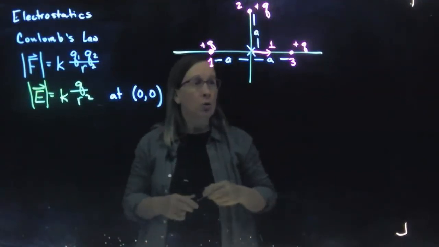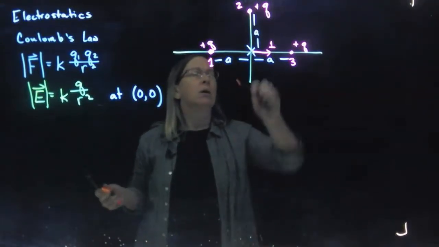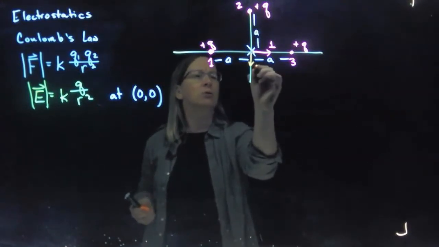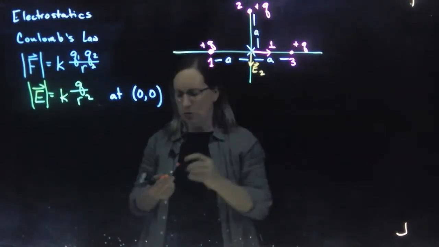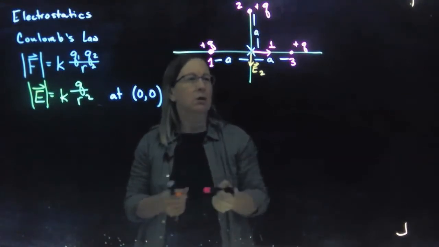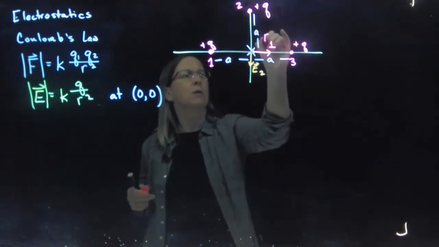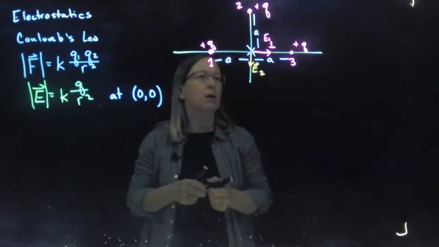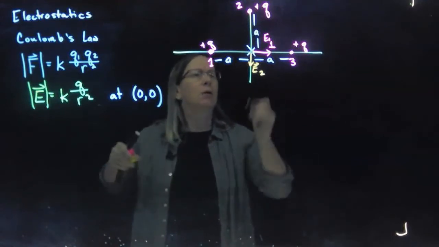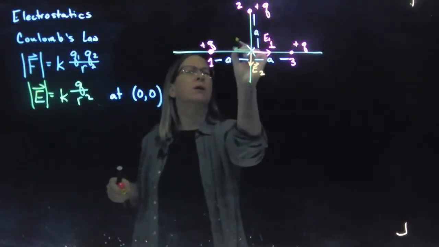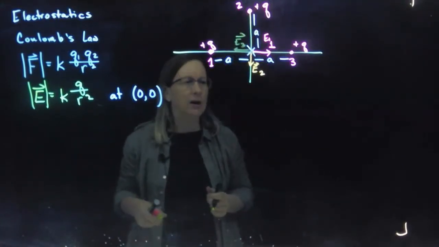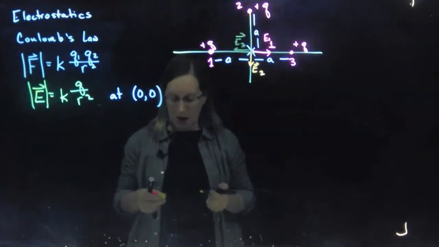Okay, 2 is here, and so it would push a charge in this direction. That would be the electric field due to 2, E2. This is E1, and then for 3, well, 3 is going to go in this direction, E3, and notice that 3 and 1 are going to cancel each other out, which is kind of convenient.